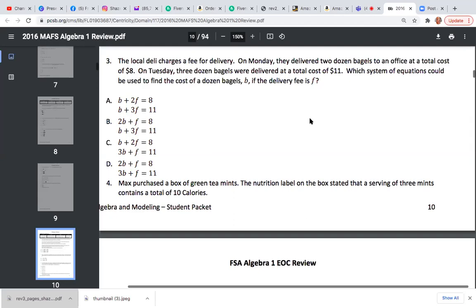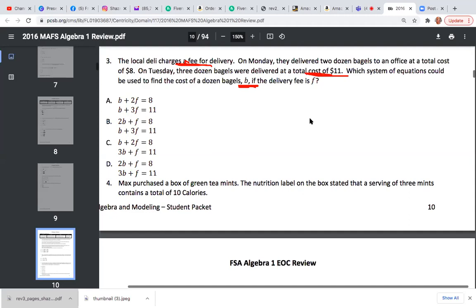Now, guys, once again, read the problem. The problem sometimes tells you exactly what they want. Here's what's important: they charge a delivery fee. The delivery fee is F. It's always going to be the same regardless, okay? Are you guys listening? It's always the same regardless. What is changing? The price of the bagel, and how many dozen bagels, and the total cost.